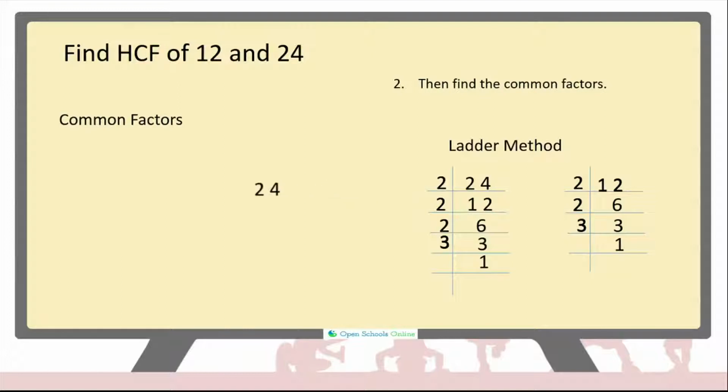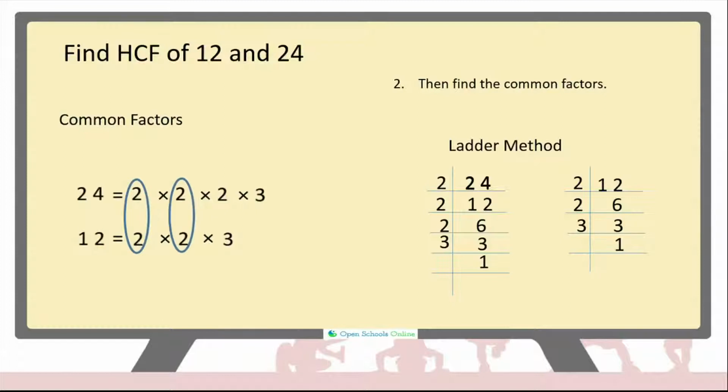So 24 equals 2 into 2 into 2 into 3. Similarly, 12 equals 2 into 2 into 3. Now let's circle the common factors now. So 2 is common in both, so let me circle them. If you see, I have circled number 2 twice as it's repeated as a factor twice for both the numbers. If you see, I have circled 3 also, which is a common factor for both the numbers.